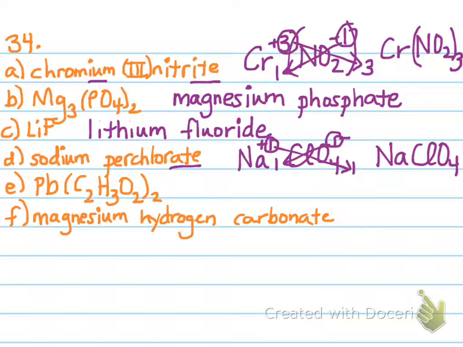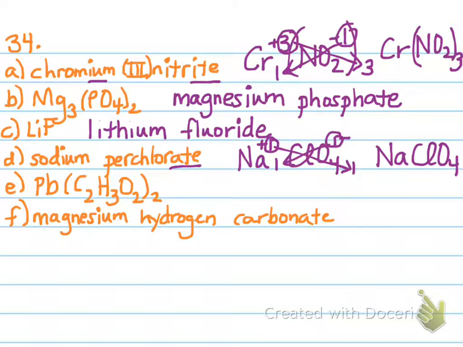The next one, I need to write the name. Again, I have a polyatomic ion and a metal, so I know it's an ionic compound. So I have to look at Pb, and is Pb in a tall column or a short column? Pb looks like it's in a tall column, but it's underneath that heavy stair-step line, which means I need to check my helper sheet. Pb is lead. Lead is on my helper sheet.